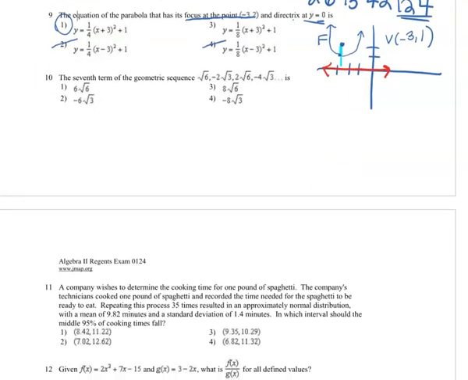All right, question 10. Find the 7th term of the geometric sequence. So first thing I would do is figure out my common ratio. So I'm just going to take 2 terms and divide them. 2 consecutive terms, I should say. Now I'm going to do some rationalizing to clean this up a little bit.